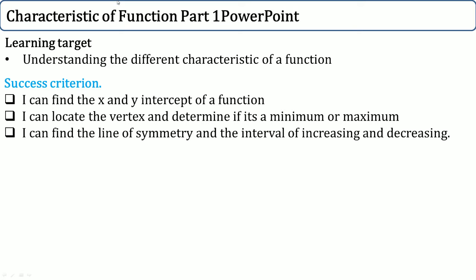The learning target is for you to understand the different characteristics of a function. There are 3 success criteria. 1, I can find the x and y-intercept of a function. 2, I can locate the vertex and determine if it's a minimum or maximum. And 3, I can find the line of symmetry and the interval of increasing and decreasing.